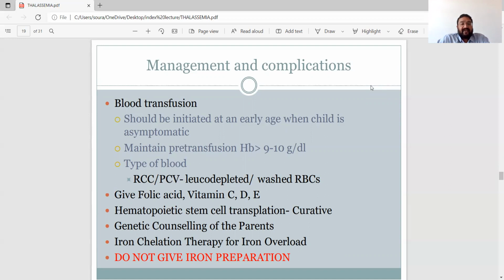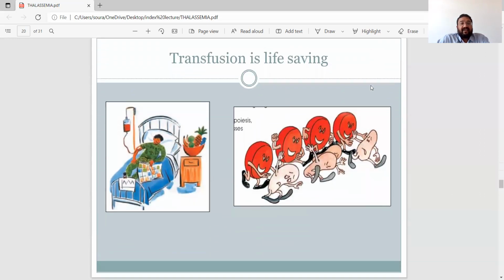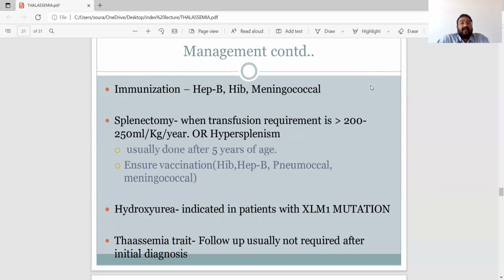Iron chelation therapy is done for iron overload state. And please remember, do not give iron preparation. Iron is not given in a child with thalassemia. Transfusion is life-saving. All children with thalassemia major who are on regular blood transfusion should be immunized with hepatitis B, H influenza type B, and meningococcal vaccine, because these children will have increased risk of infection because of these organisms.